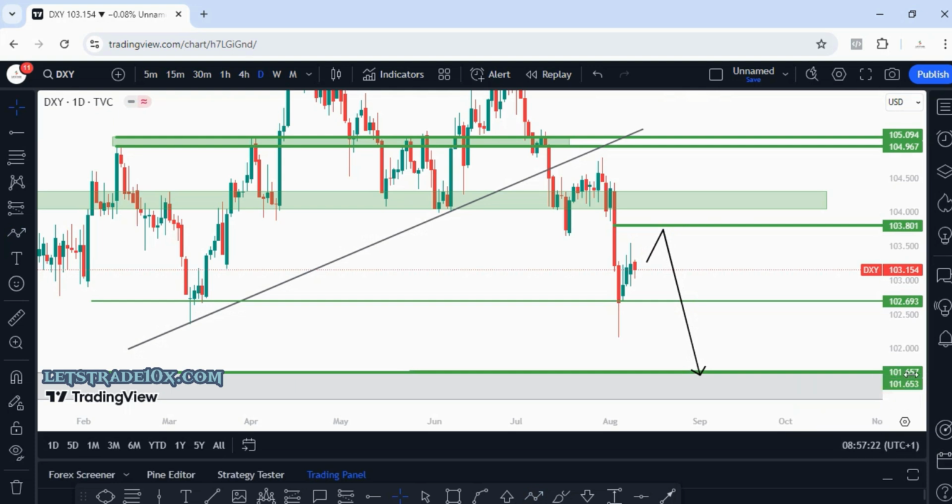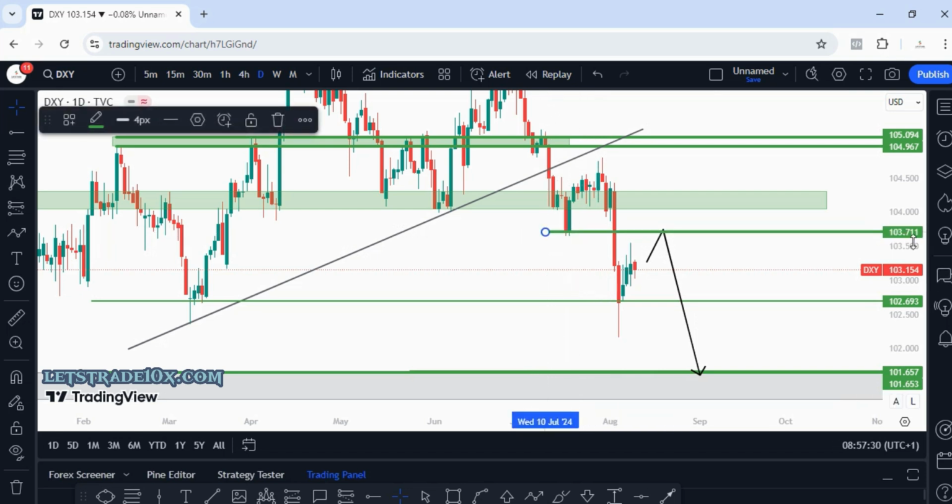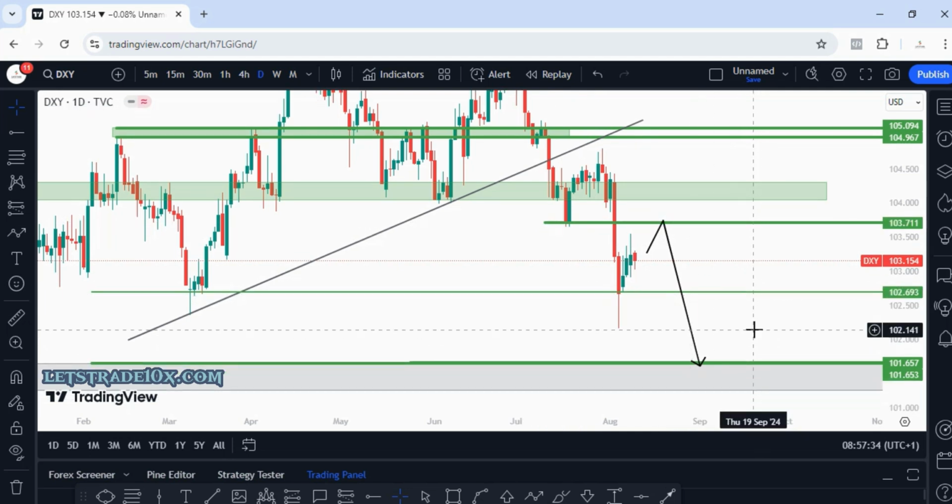Remember, my overall bearish target remains 101.657. All right, so I'd like to see price pull back into these areas of 103.711 before we continue bearish. Now that will be the bullish to bearish scenario.